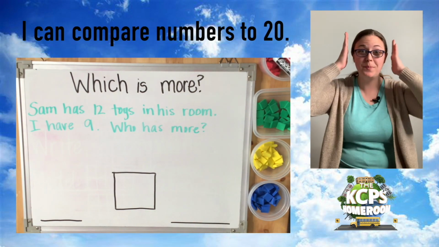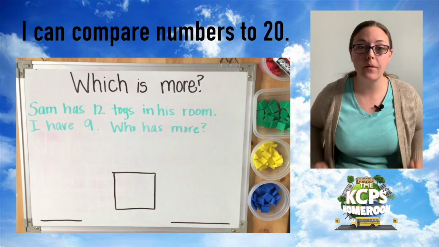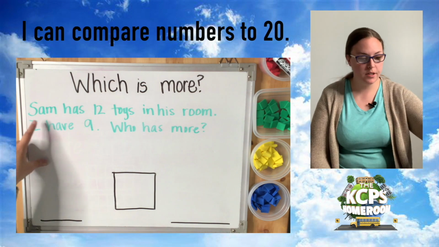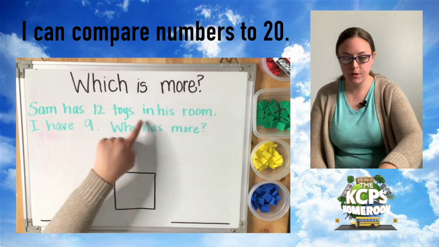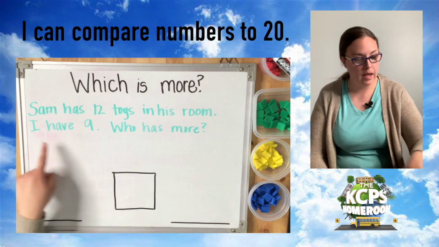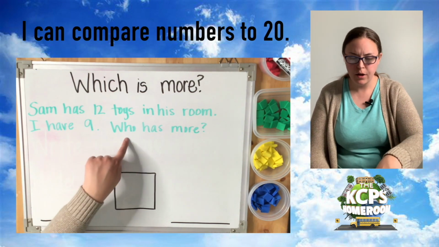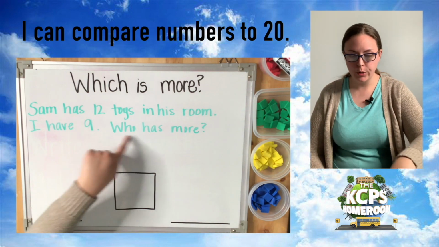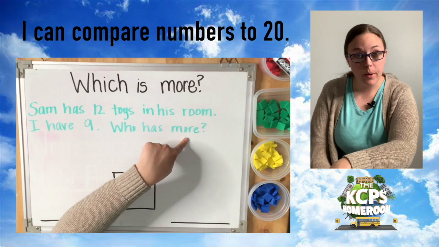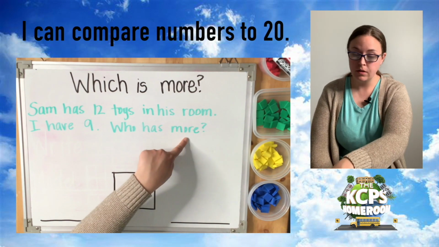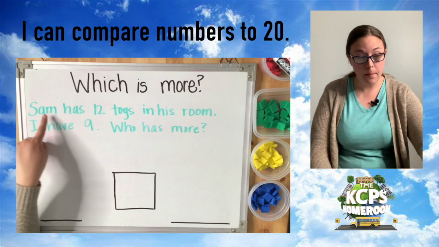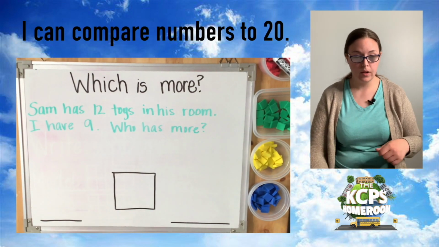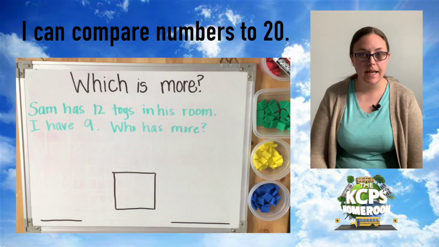Okay, mathematicians, put your thinking caps on. Here is our first story problem. You ready? Let's read it all from start to finish. Sam has 12 toys in his room. I have 9. Who has more? So the first thing I want you to think about is our question. Who has more? And remember, we have to answer that with a statement. So our answer will say, somebody, either Sam or I, has more. Now we have to think about what our problem says.